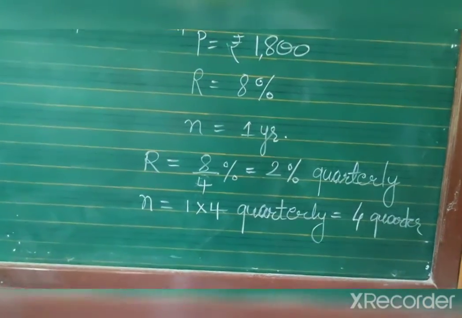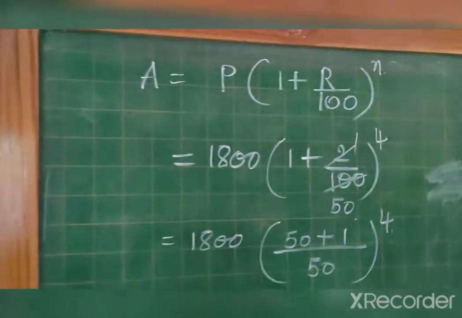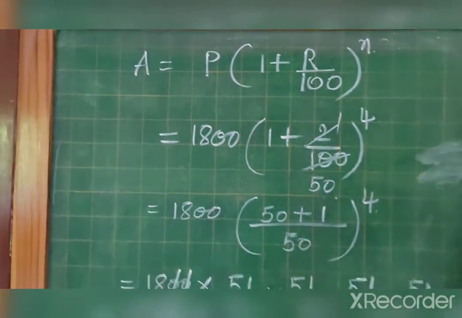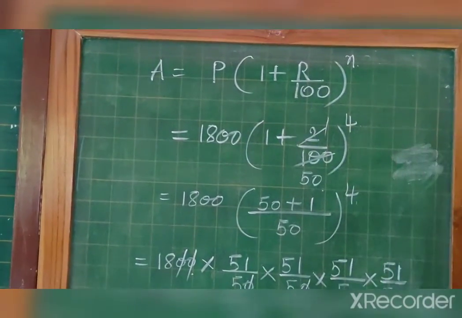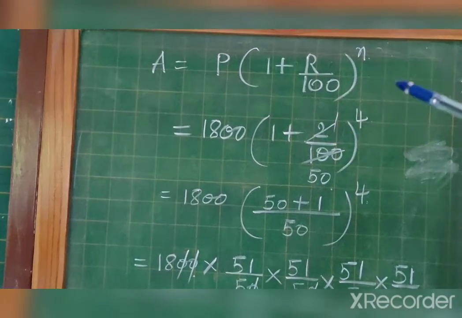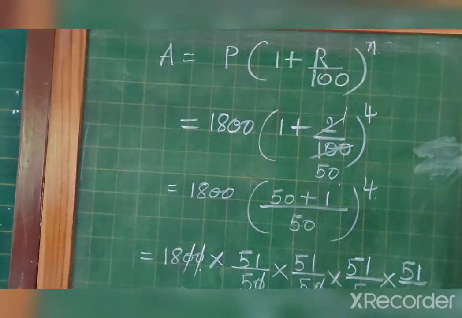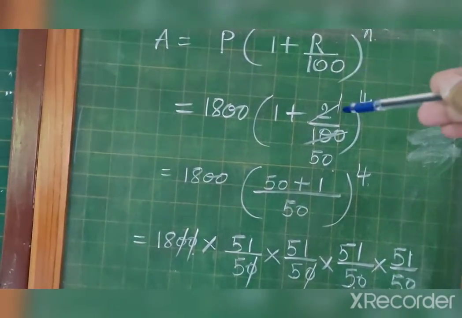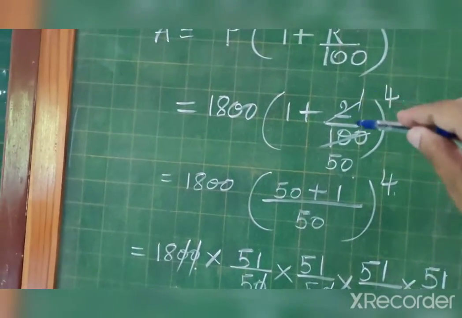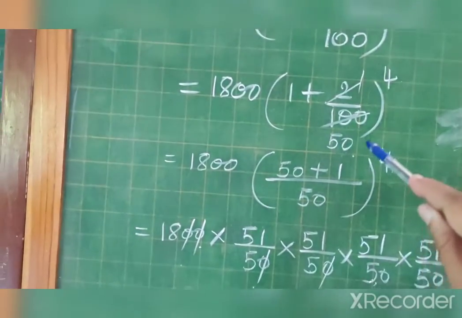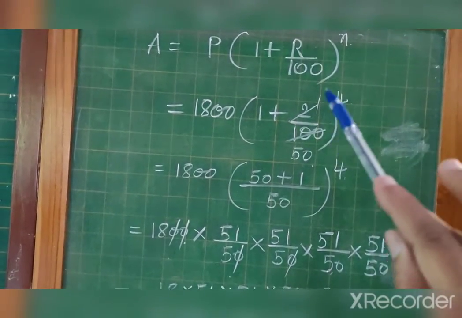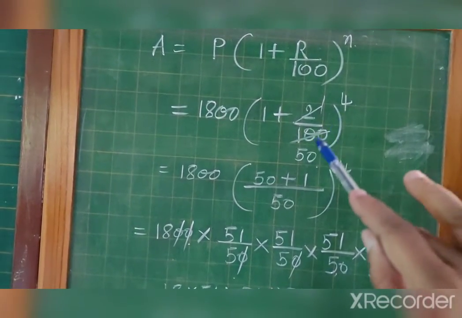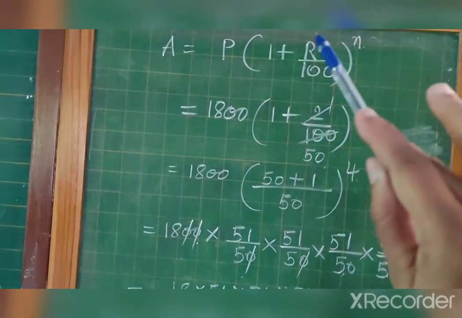Okay, 4 quarters. So now the formula is P in the bracket 1 plus R upon 100 to the power n. So 1,800, 1 plus 2 upon 100, whole power 4. Now children, what you can do, I cancelled here, reduced form I am taking here. 2 ones are 2 and 2 fives are 10. If you don't want to take it as it is, you can take. So the next step will be 100 ones are 100 plus 2.